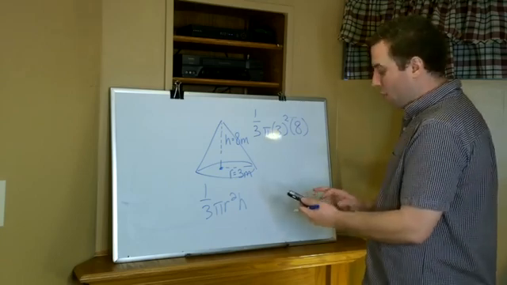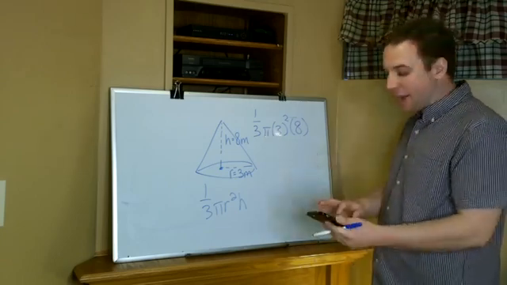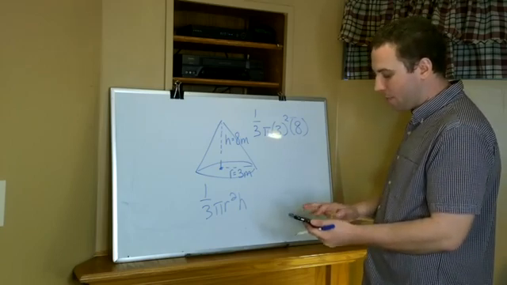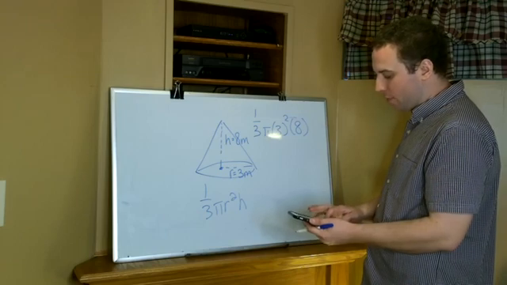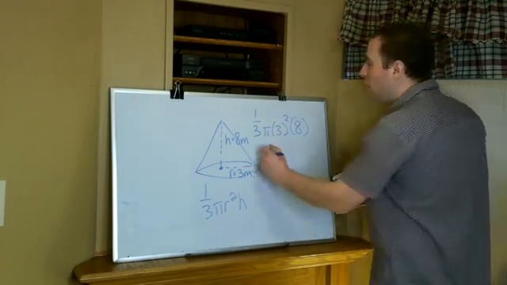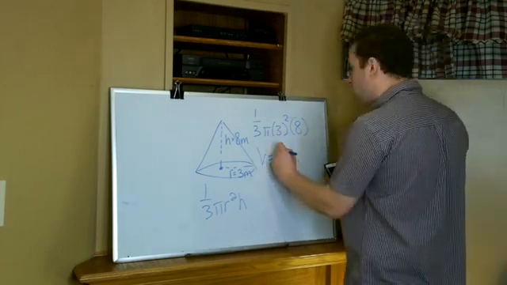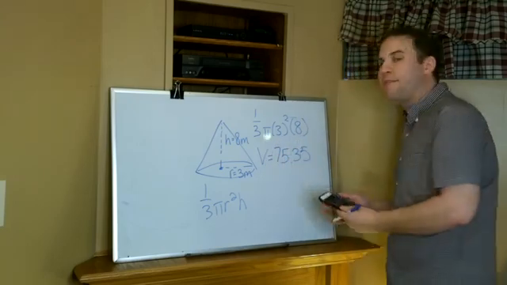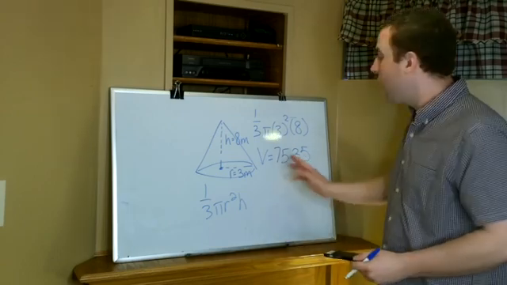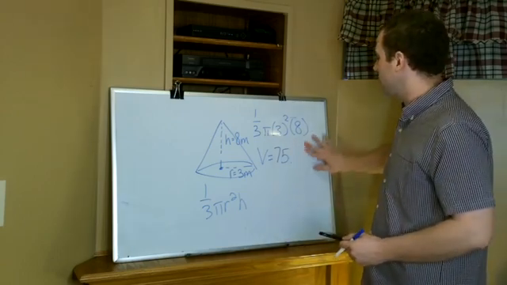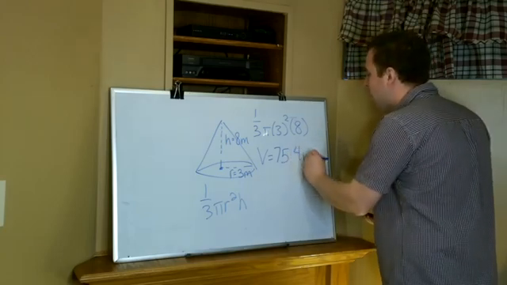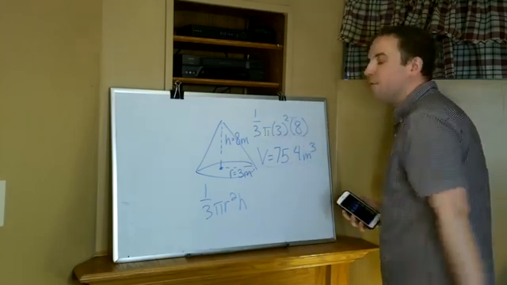So now, let's go ahead and solve this formula. So, 3 squared is 3 times 3, which is 9. So, 9 times 8 times pi times 1/3. So, our volume for this figure will be 75.35. Now again, that 5 will raise your 3 up to a what? 4. That's correct. So 4 meters cubed is the answer for your volume.